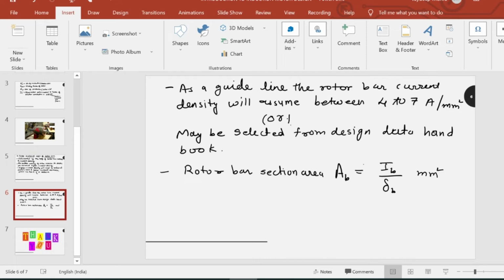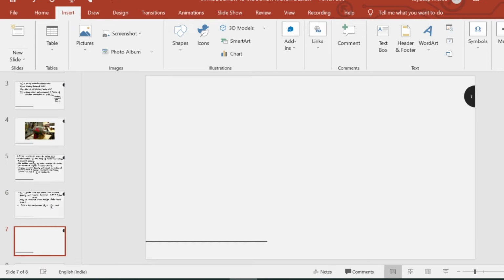Now there is a copper loss in the rotor bar. So insert the new slide. What is the copper loss and how can we calculate the copper loss? So the third point is copper loss in rotor bar. If we know the rotor bar length and resistance of the rotor bars, then copper loss in the rotor bar is calculated. How can we calculate?